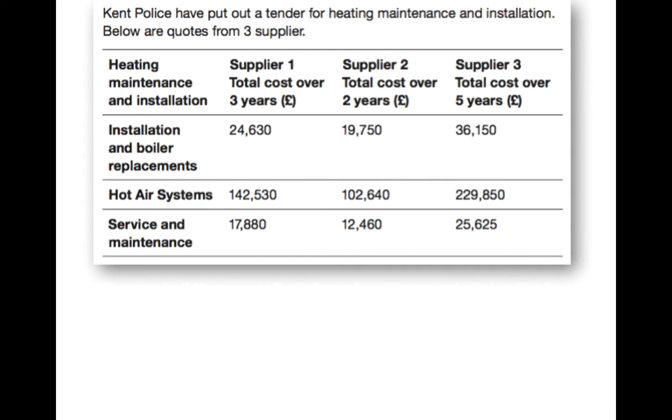Now this is a sample question. The question is, Kent Police have put out a tender for heating maintenance and installation. Below are quotes from 3 suppliers. Now we have there heating, maintenance and installation. Across the top we've got Supplier 1, the total cost over 3 years, Supplier 2, the total cost over 2 years, and then Supplier 3, the total cost over 5 years.